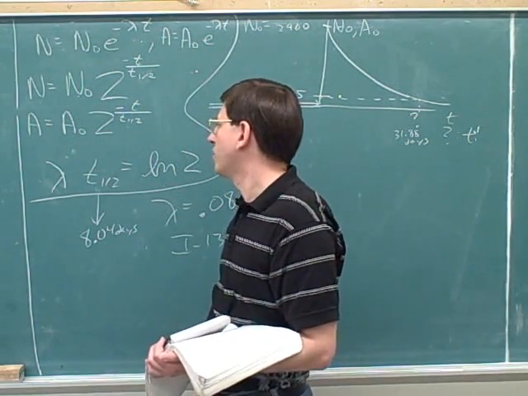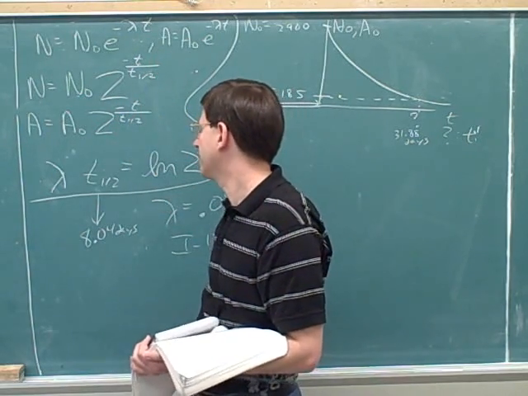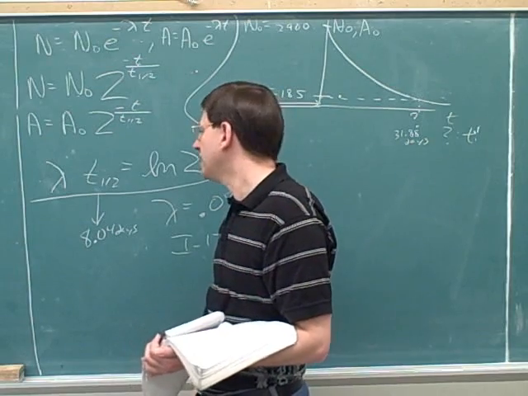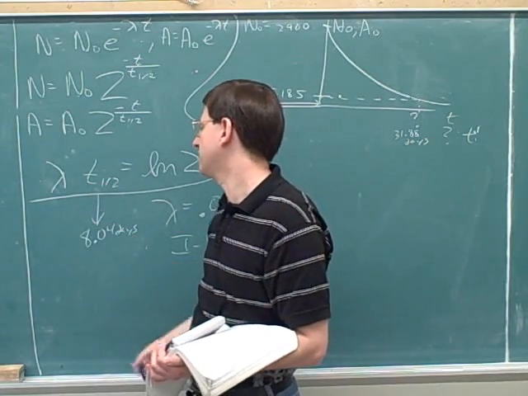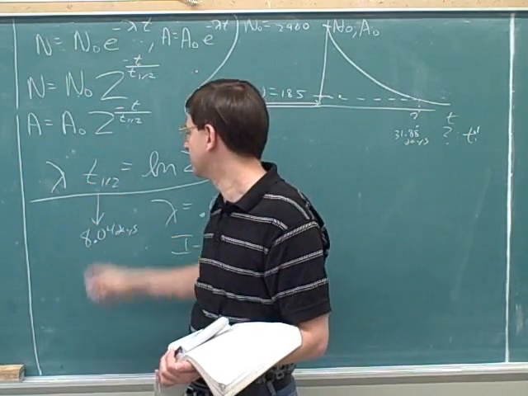And which one do you use? Well, if they give you the half-life, you would use the half-life equation. Or if they give you lambda, you would use the lambda equation. Except that actually, if you know either lambda or the half-life, it's easy to figure out the other one using this equation. So now we have lots of options when we're wanting to solve these equations.